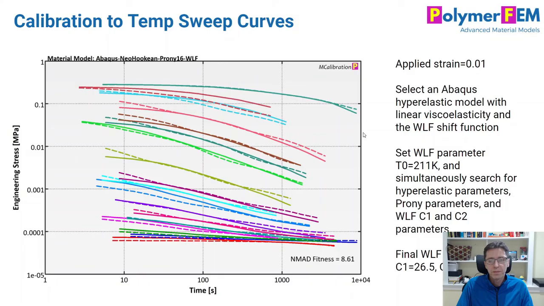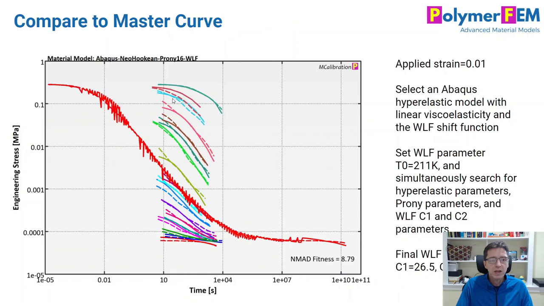So if you want to look at this in more detail, I have a slide here that shows you the predictions of the calibrated master curve with all the linear viscoelastic parameters. We can then also superimpose on that the master curve that's predicted by this fit, and in dashed lines we have the predictions of the model, the solid lines are the experimental data. It looks pretty good at all times and all temperatures in this particular case.